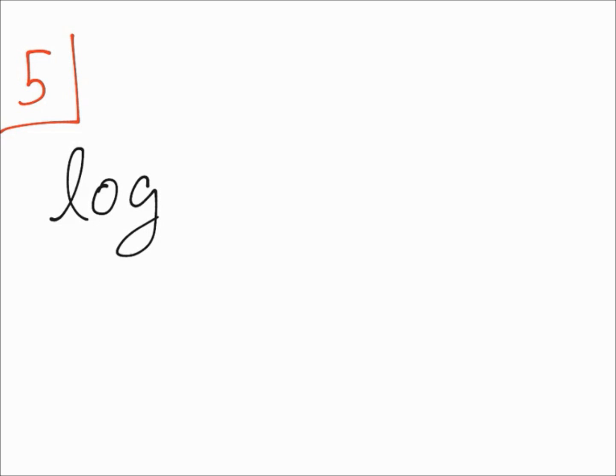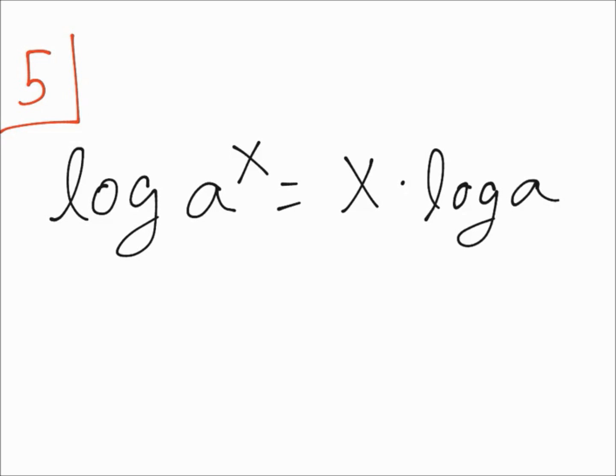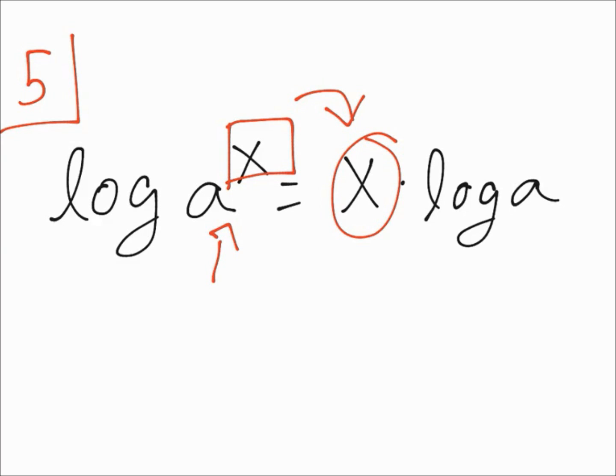Rule 5, the fifth rule has to do with powers. Let's say the logarithm of a to the power of x will be equal to x times the logarithm of a. So all you're doing is multiplying the power of this variable to the whole logarithm. So you see how it went from the power to just a product. Now let's go to the sixth rule.